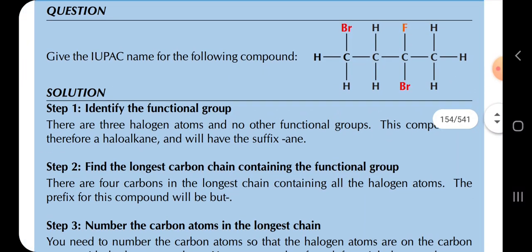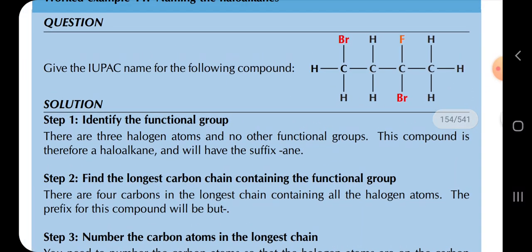Let's see this one. Give an IUPAC name for the following compound. Identify the functional group. There are 3 halogen atoms and no other functional groups. This compound is therefore a haloalkane and will have the suffix -ane. There is Br, there is F, and there is Br. So we just have carbons bonded with either F, Br, or 2 Brs. They can also be written as X.